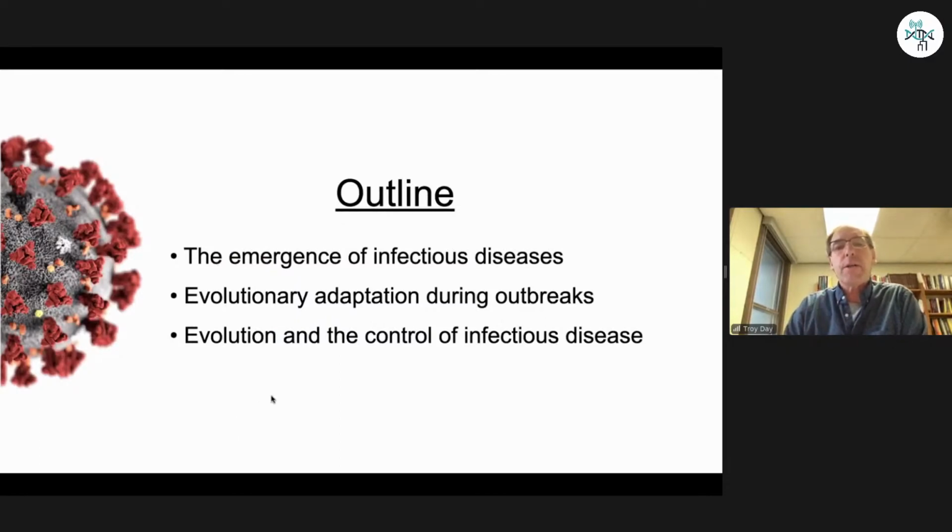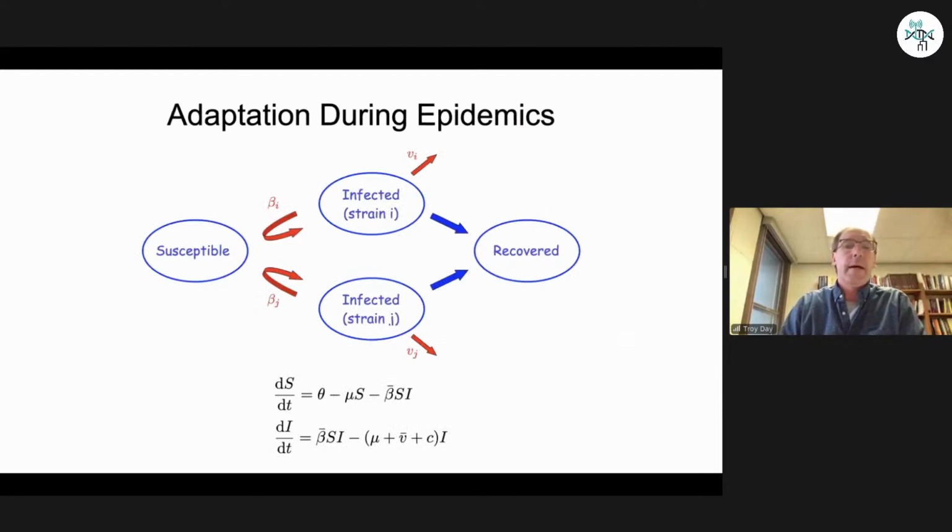I'm going to move on now to talk about how we might expect evolution and adaptation to operate as we move through a pandemic phase or an epidemic phase into an endemic phase. I'm going to do this first by talking about a very simple model for a respiratory disease. What I'm going to talk about generalizes to more complicated models, as we'll see.